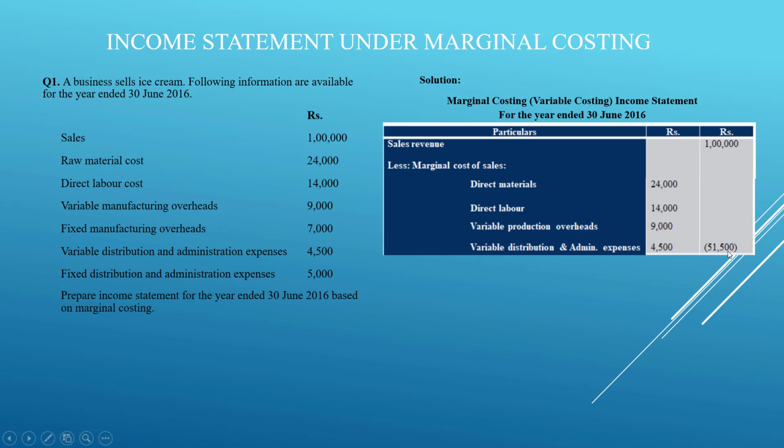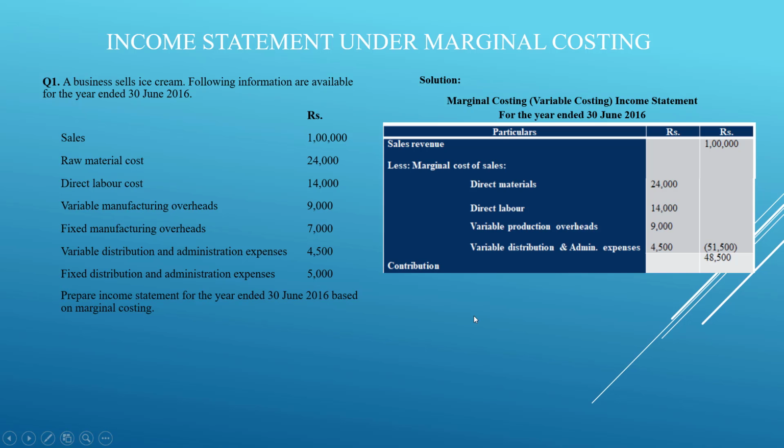That will be taken as a minus amount from 1 lakh rupees. Okay, you have to minus it. That's why it is given in bracket. So 1 lakh minus 51,500 gives you 48,500, and this 48,500 is your contribution. So what is contribution? Contribution is sales minus marginal cost, or minus variable cost, gives you contribution. So for this question we got the contribution amount as 48,500.